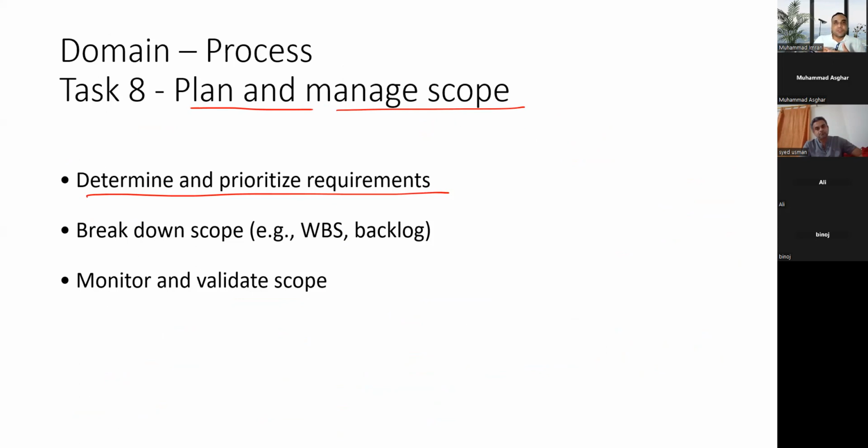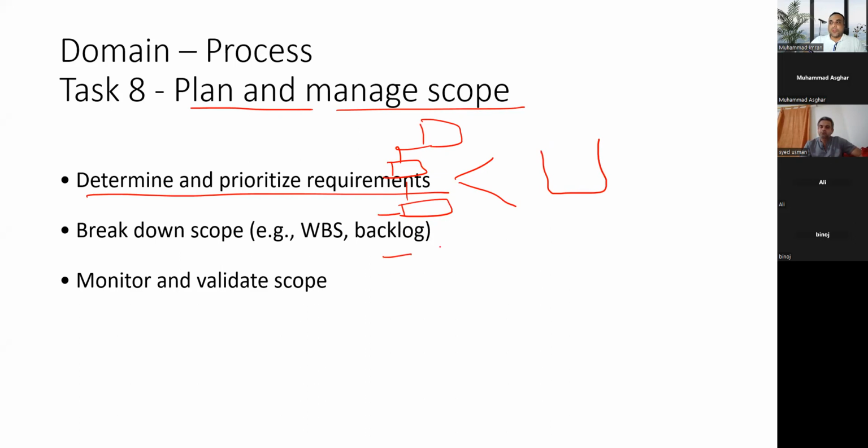All these requirements will be collected and go to the product backlog, or they go to the requirement traceability matrix, and they will be prioritized based upon their dependencies. If I say in terms of agile, it will go into the product backlog, otherwise it will go to the WBS, where you will have the work packages and you can arrange them.